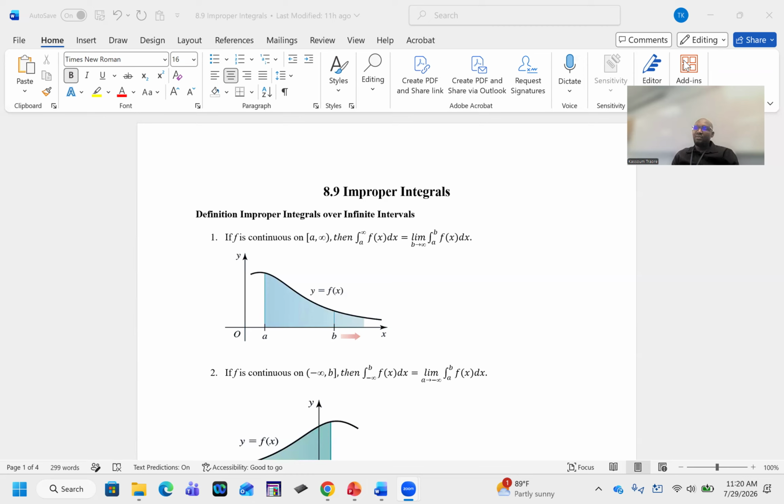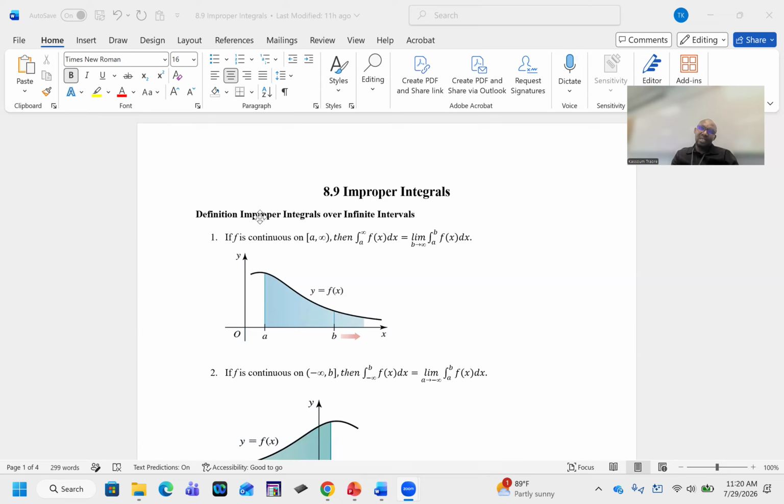So we will have cases like the interval of integration is infinite, or the integrand is unbounded on the interval of integration. So, the definition: improper integral over an infinite interval.